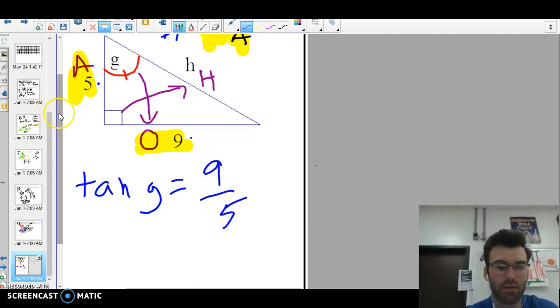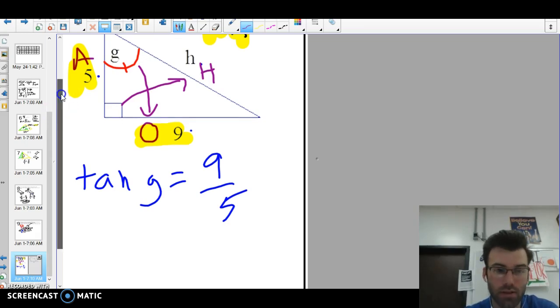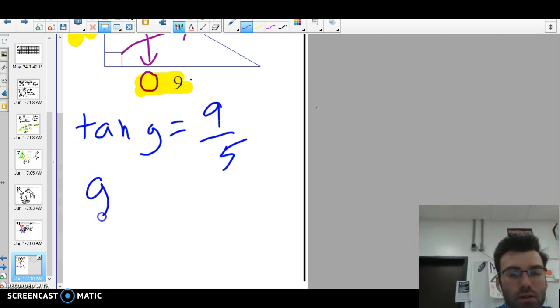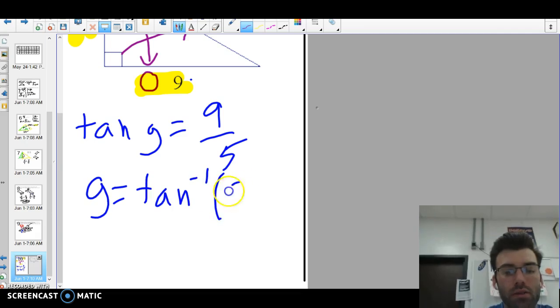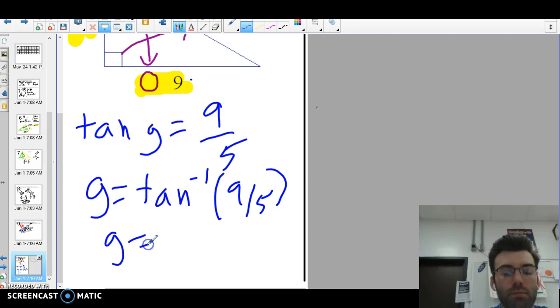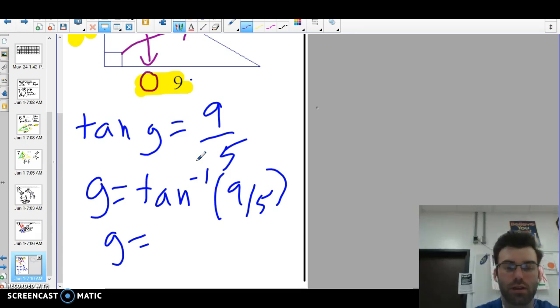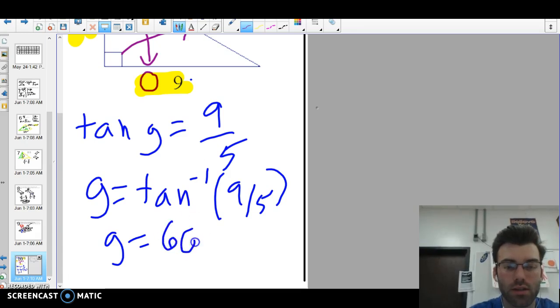You remember how to find an angle. To find an angle using trig, you have to use the inverse operation. So G is equal to tan inverse of 9 over 5. Remember, you do that by pressing second tangent on your calculator. The inverse function calculates angles. Remember your mode must be in degrees and not in radians. So you get G is 60.95 degrees.